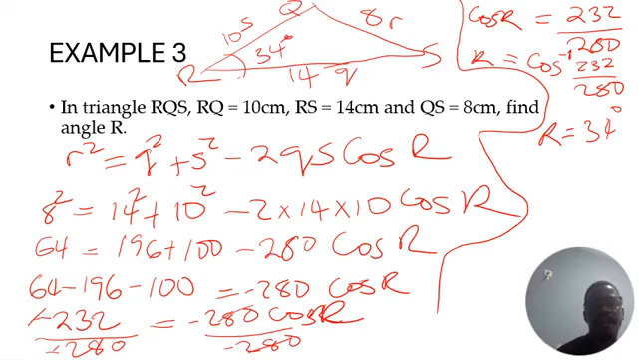So that's how you find an angle using the cosine rule. So reaching this far, we know how to find a side, and we know how to find an angle using the cosine law.